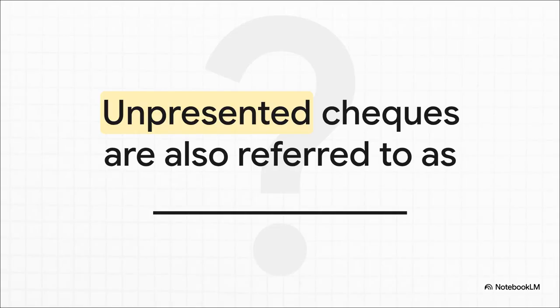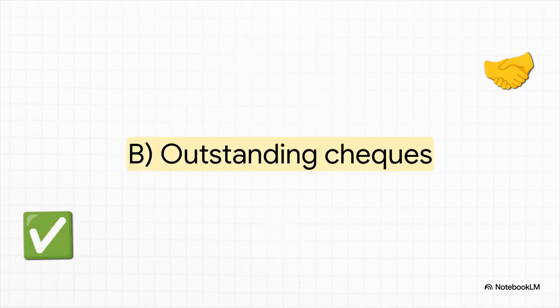Let's try one more. This one is all about getting the terminology right. Unpresented checks are also referred to as what? A, bounced checks, B, outstanding checks, C, uncredited checks, or D, uncollected checks. And the correct answer here is B, outstanding checks.